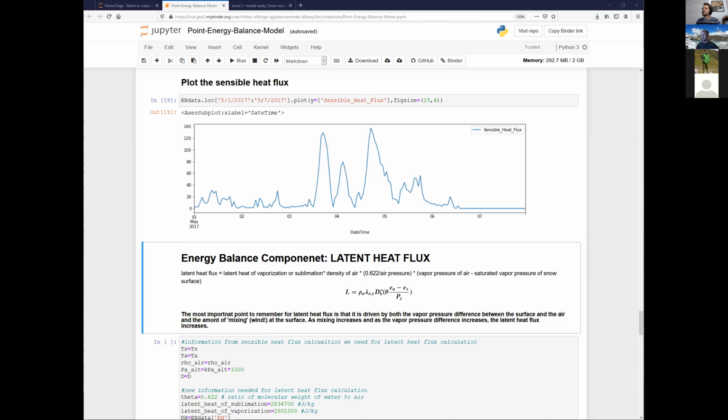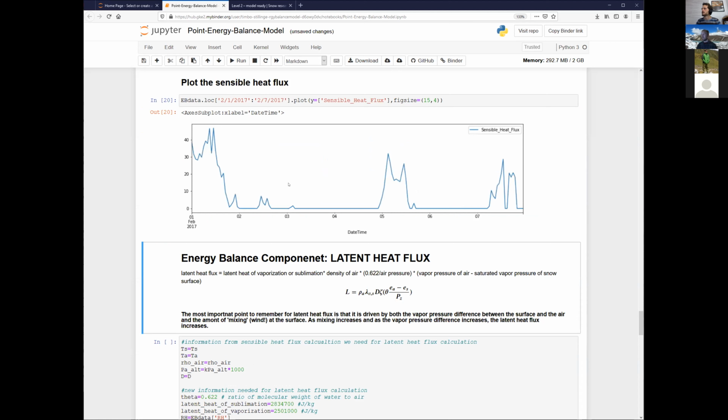So again, if we pick another, let's go to another week. Let's look at, say, the first week of February instead of May. And if we plot the graph, we can see again that it's very different. And what you also notice here is we actually have a few days where there's no sensible heat flux. Why might you think that we're not getting any sensible heat flux? Why would it go to 0? What could be happening at that point in time?